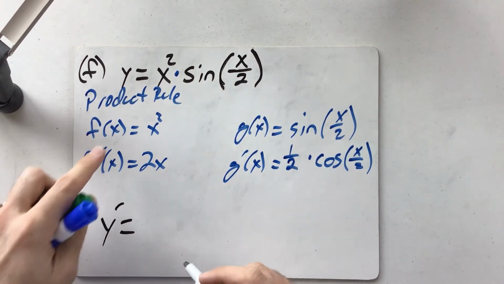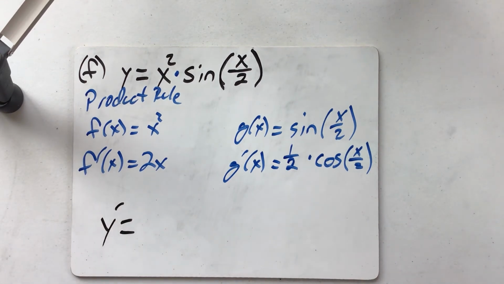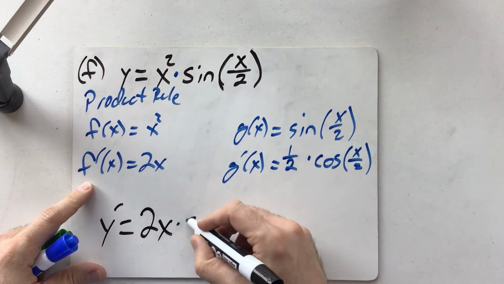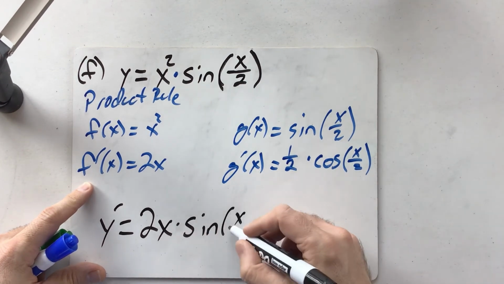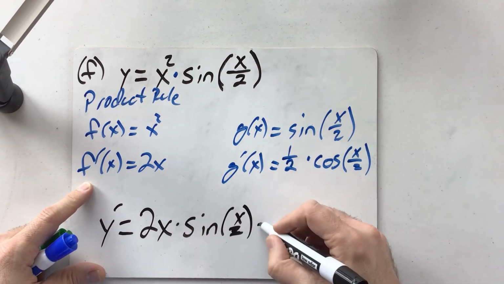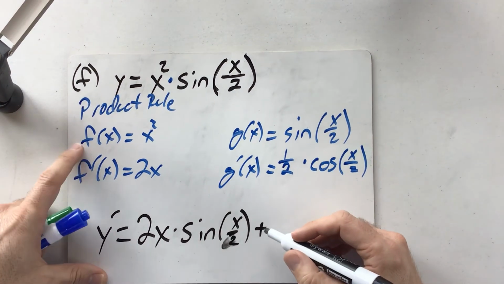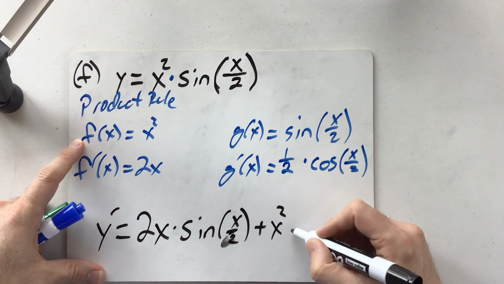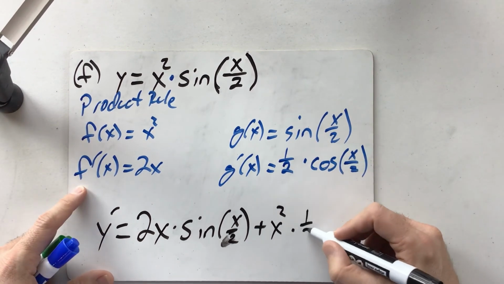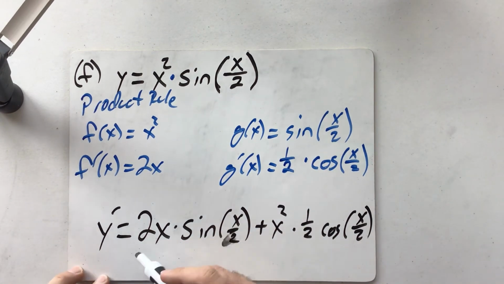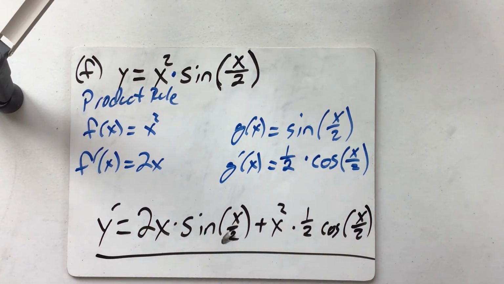So now that I have my rules written out, I can write down my answer, which is the derivative of the first, 2x, times the second, sine of x over 2, plus, and that 2 looks awful, doesn't it? Okay, plus the first x squared times the derivative of the second, 1/2 cosine of x over 2. And there's our answer, and I would be really happy with this, so you don't need to simplify that.